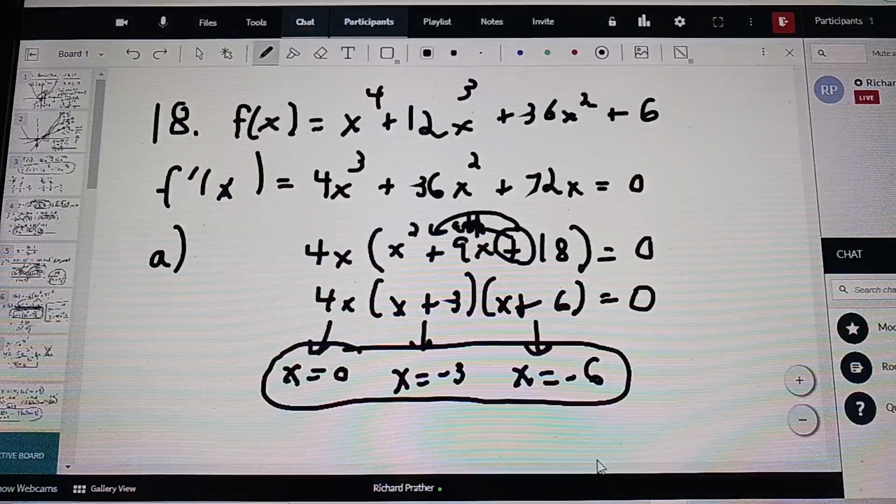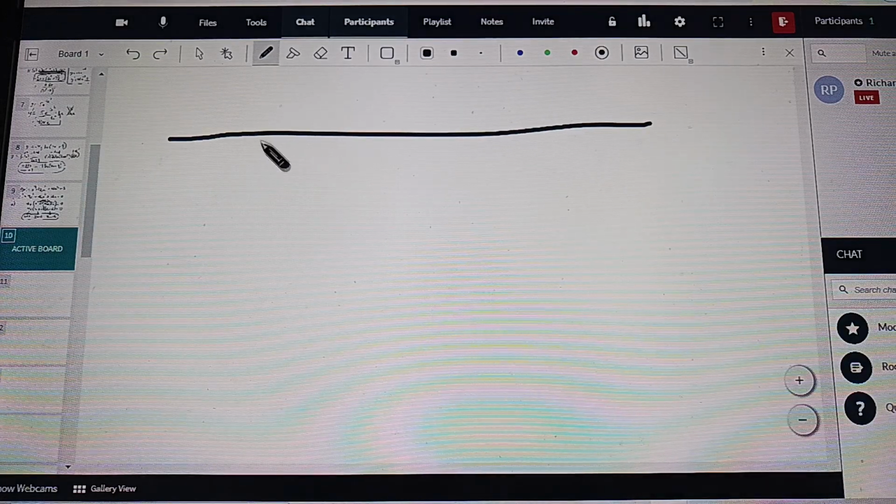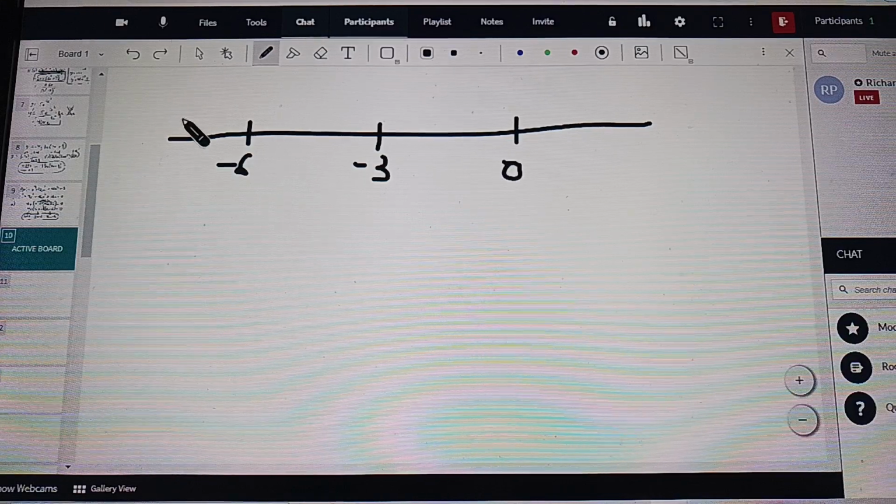Okay, so next, if we want to know which sections are increasing and which sections are decreasing, we set up a number line and put the critical numbers on here in order from smallest to largest. I've got 4 sections to check. Pick any numbers in those sections. Anything bigger than 0, I'll pick 1. Anything between 0 and -3, I'll pick -1. Between -3 and -6, I would pick -4, and anything less than -6, like -7.